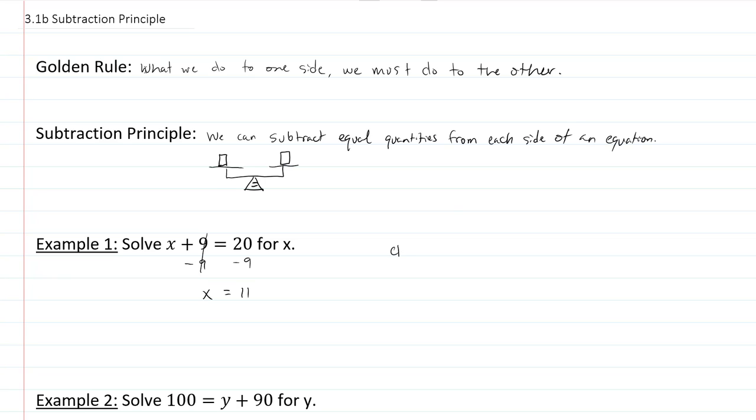We can check our answer. If I plug in 11 for x in the equation, x plus 9 equals 20. So if I replaced x with 11, I get that 20 equals 20, which is a true statement. So that means x equals 11 is actually a solution for this equation.